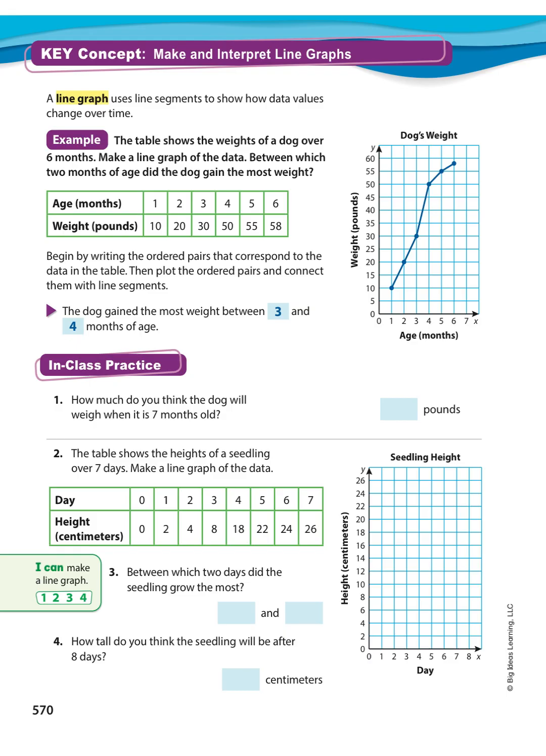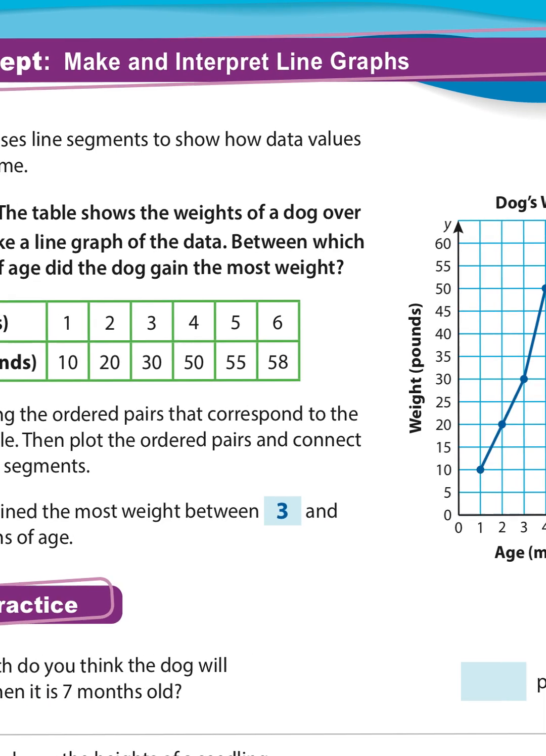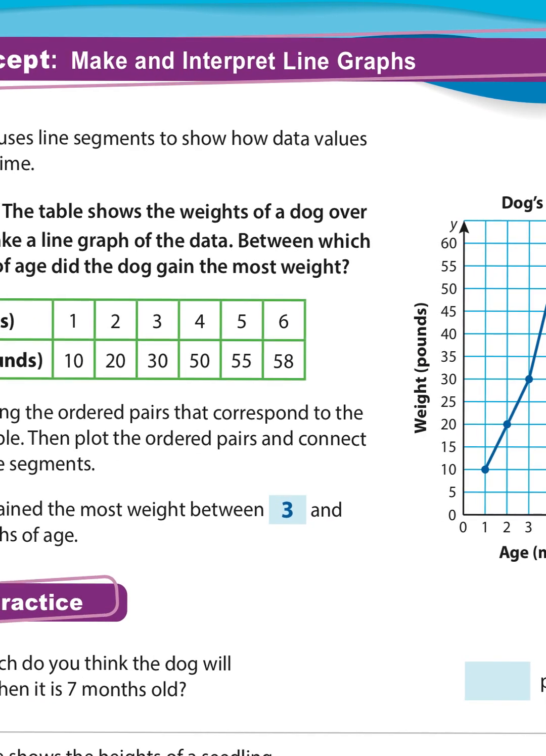Okay, the next one, this page you do have. So we have a completed example at the top. It defines what a line graph is for us. A line graph uses line segments to show how data values change over time. So that's what I was saying at the beginning of today's lesson.